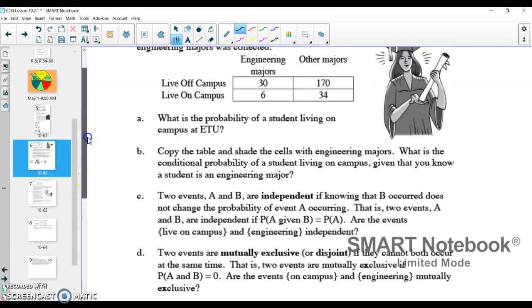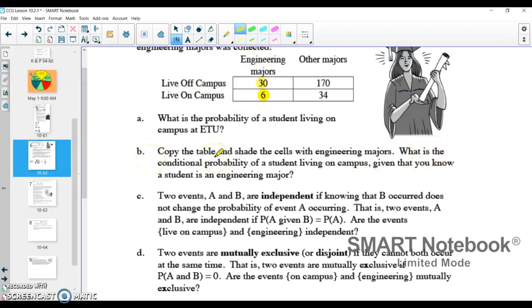Okay. Now we're going to move into B, C, and D. It's going to get a little bit more picky, and we're going to shrink down our sample spaces. So we copy the table, already have it right here, and shade the cells with engineering majors. I'm actually going to shade that again with my highlighter. We're going to shade these two because those are my engineering majors.